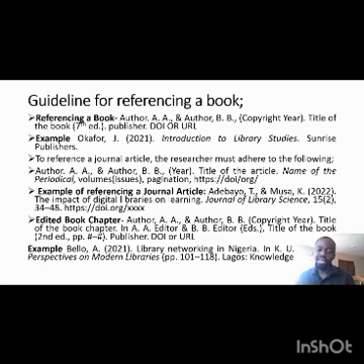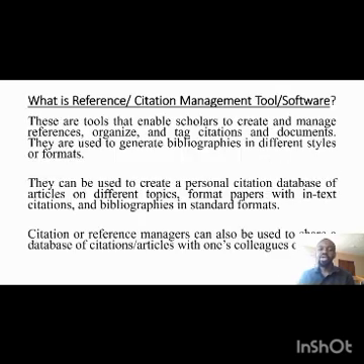Then if it's an edited book, you write the authors, put the copyright year, then you write the title of the work, then you now write in, and the editor, that is the person who edited the work, or the editors of the work, and like that, you write the title of the book, the edition, page number, and so on and so forth, the publisher. So for instance, we have Bello, A. 2021, who talked about library networking in Nigeria, in which he also did an editing of somebody's work, which is titled Perspectives in Modern Library. So that is how we do that.